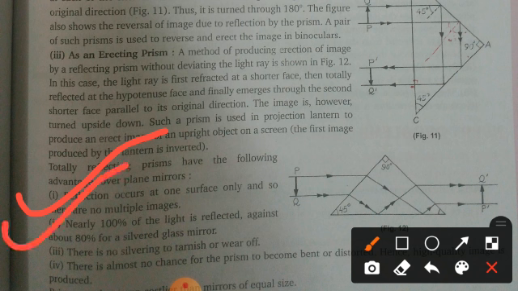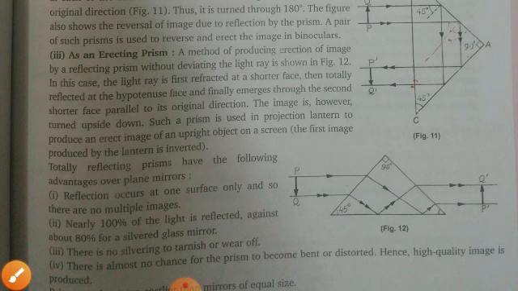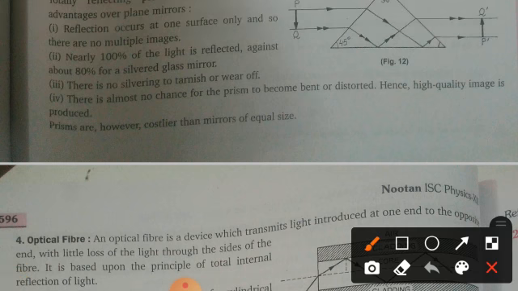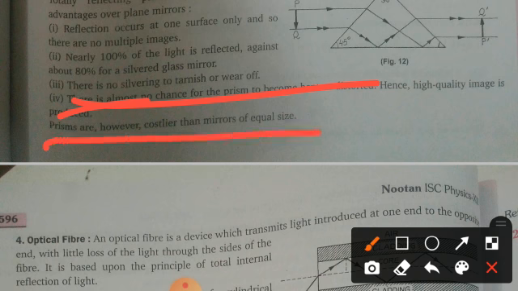The second one is nearly 100% of the light is reflected, against about 80% for a silver glass mirror. Third, there is no silvering to tarnish or wear off. The fourth one is there is almost no chance for the prism to become bent or distorted. Clear? Hence a high quality image is produced. However, prisms are costlier than a mirror of equal size.